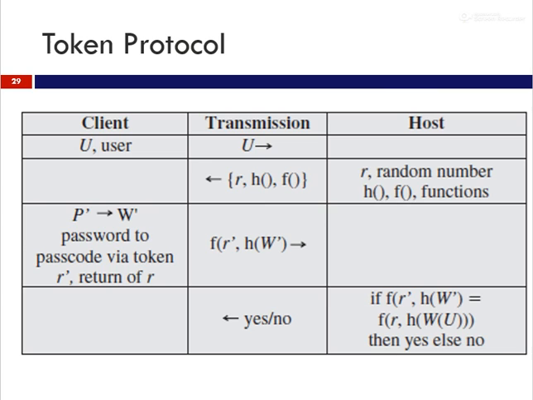If we are performing remote user authentication based on token, the first two messages are the same as with password. The user first sends his ID to the host. The host will choose a random number, nonce, hash function and f function, and send this information to the client. Now the client doesn't have a password, the client has a token.